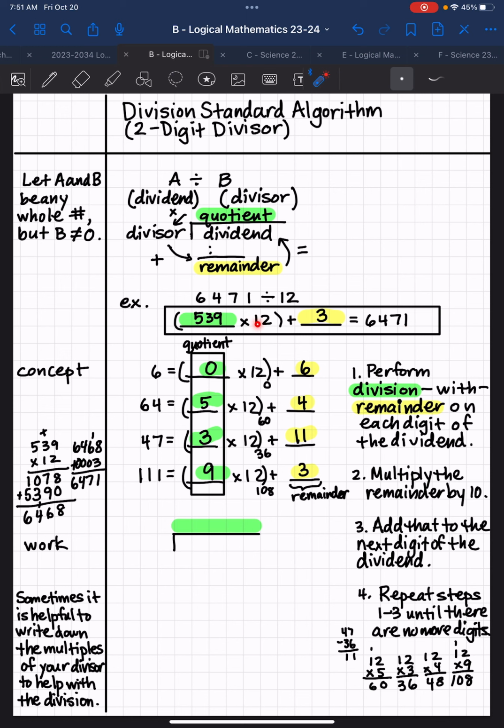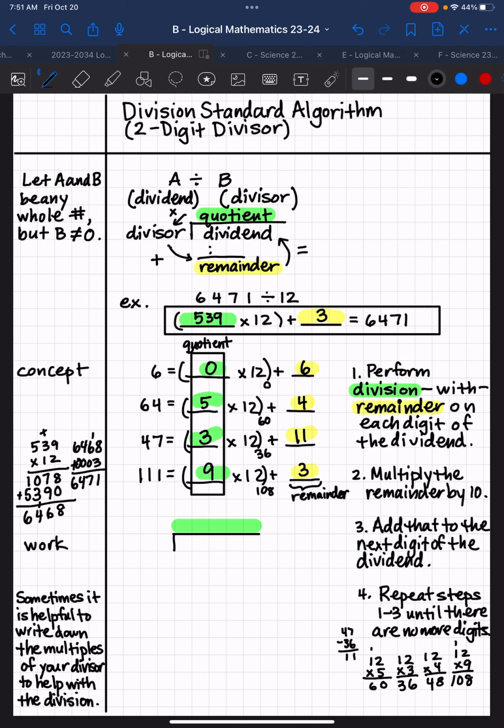Take the quotient times the divisor, add the remainder to equal dividend. One more time. Take the quotient times the divisor, add the remainder to equal dividend. Okay? And that's how you can check to see that you have divided properly.